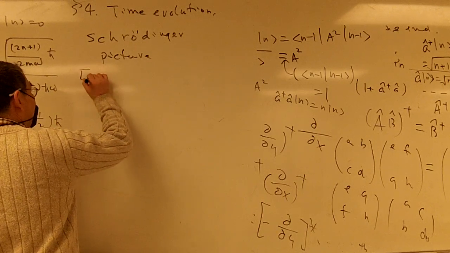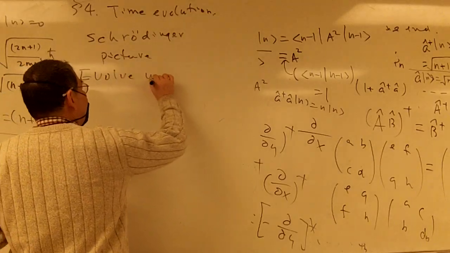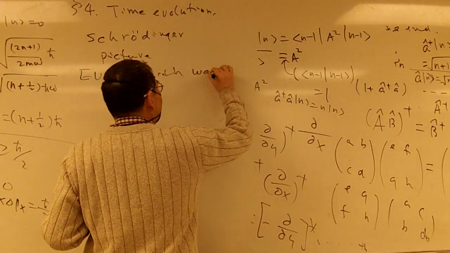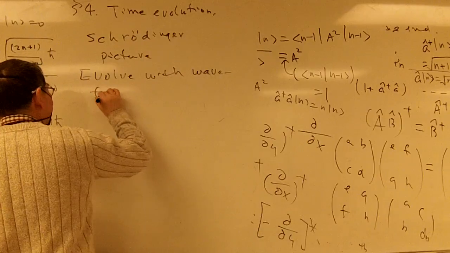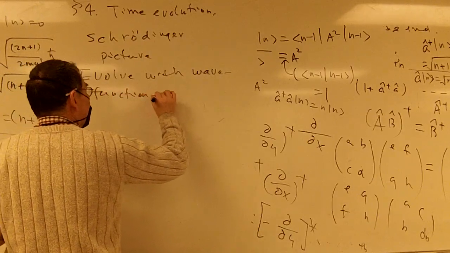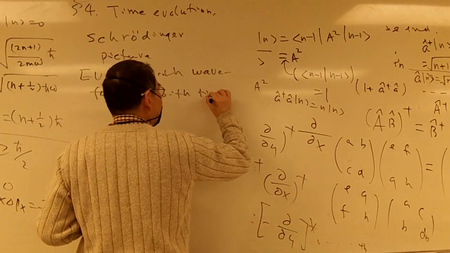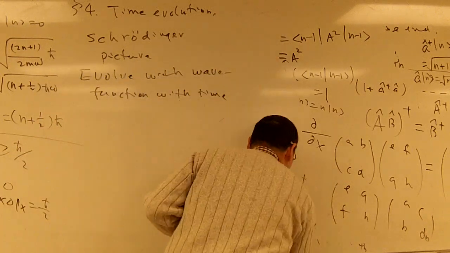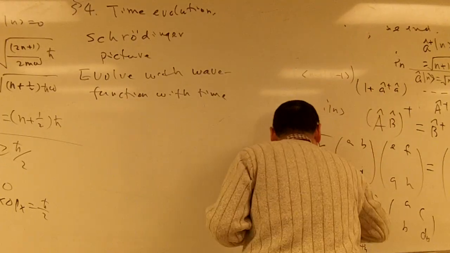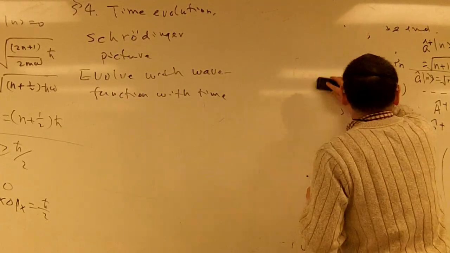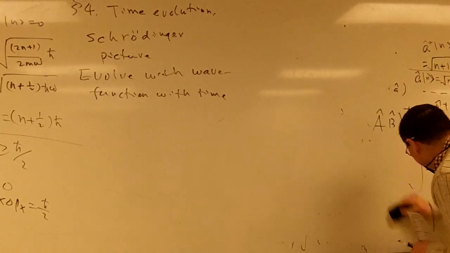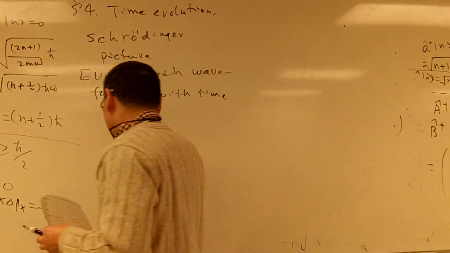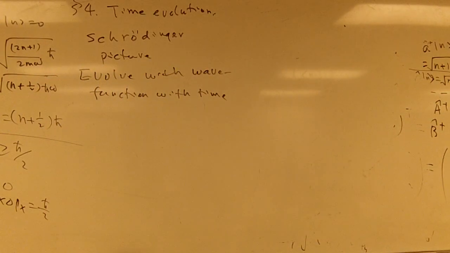We evolve with the wave function, evolve the wave functions with time. So this just tells you that we will evolve the wave function, and that is what we will do in this case. So that's the key message in the sense of what you're going to see: we're going to evolve the wave function with the time.